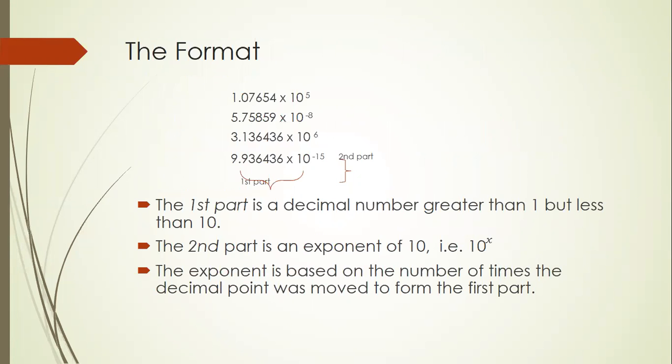The format is pretty simple. It looks at the number and it gives us the first part, which must be a decimal number greater than 1 but less than 10. The second part is an exponent of 10. That is to say, that is 10 to the power of x. The exponent is based on the number of times that we move the decimal point to form that first part.